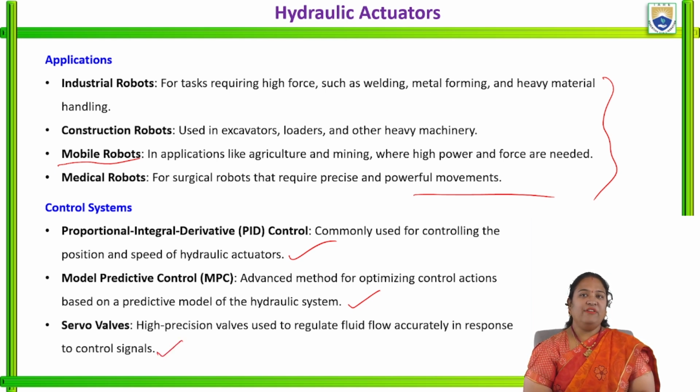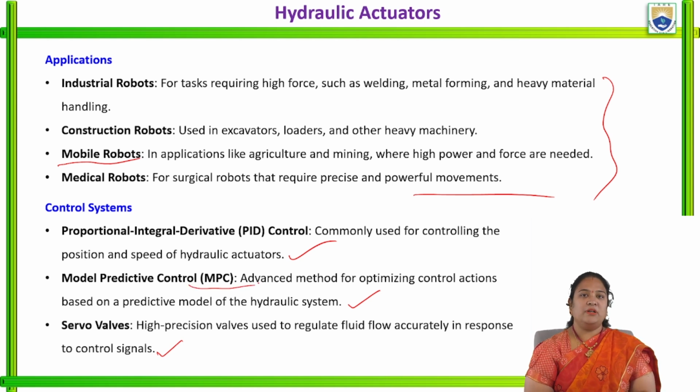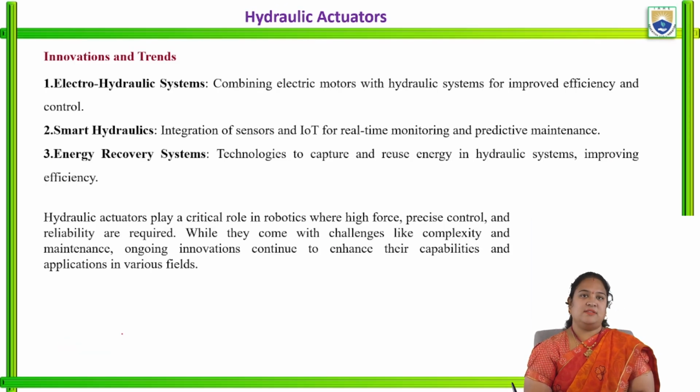That is, generally when we have to control the position and speed, we use the PID control system. If we come across the predictive model, or where based on the control system we need to go for a predictive model, there we use the model predictive control system. And for precise conditions, where we require a more accurate response of the control signal, there we use the servo valve type of control systems.